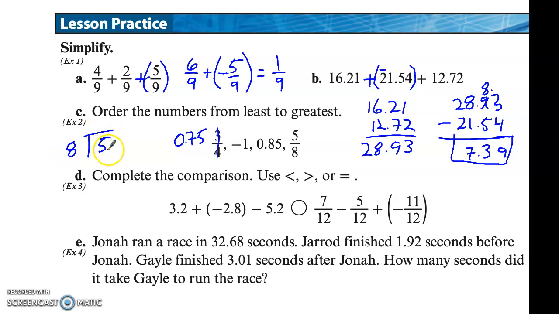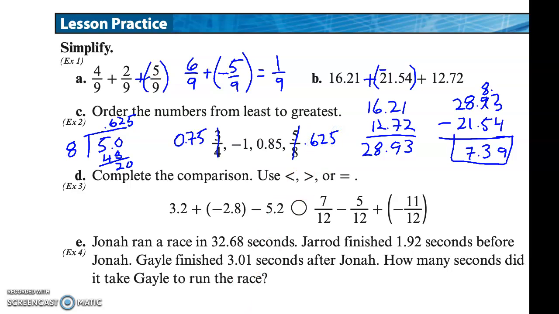Well, 8 goes into 5 0 times, so I have to have a decimal. 8 goes into 50 6 times, so that's 48. It goes into 20 twice for 16. You get 4 and 0. That would be 5 times 8 is 40. So 0.625 is this number.